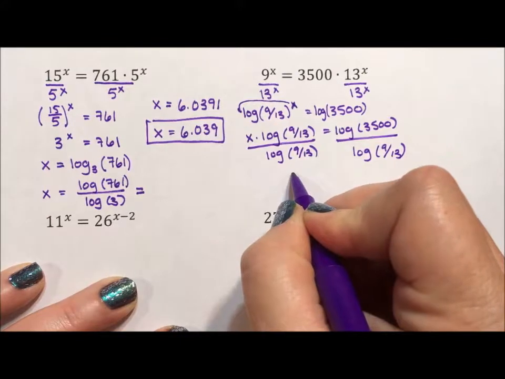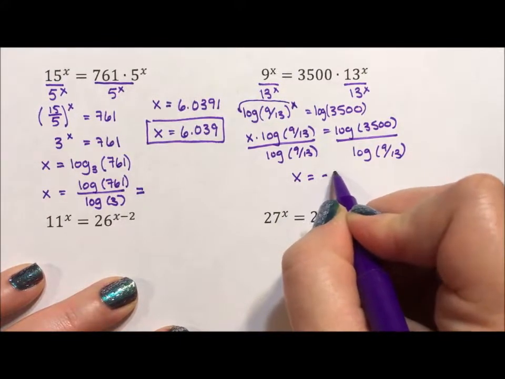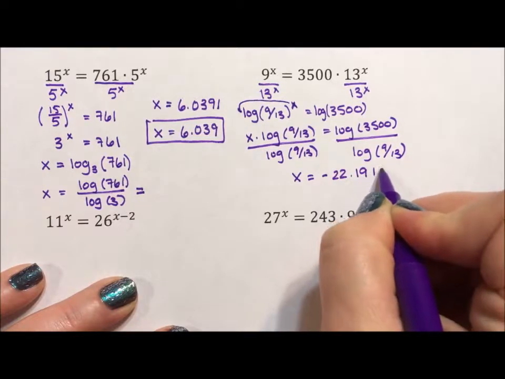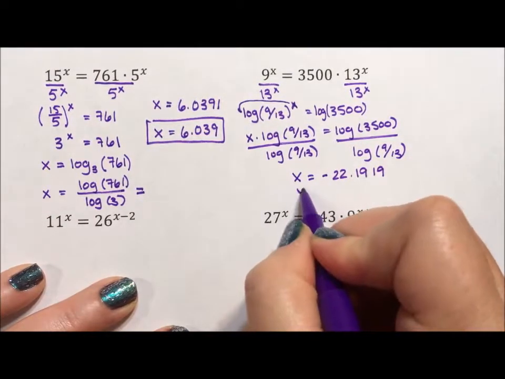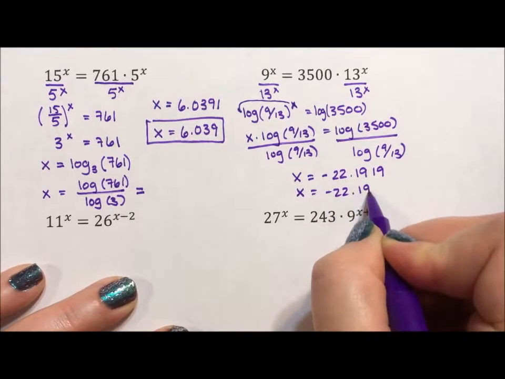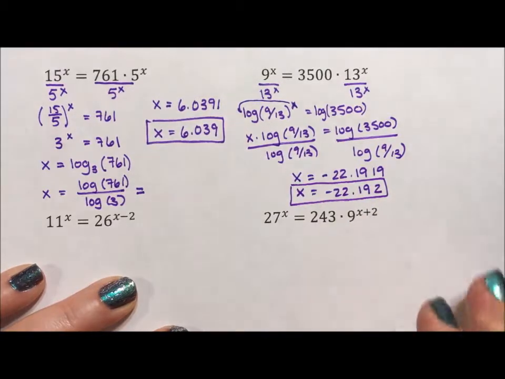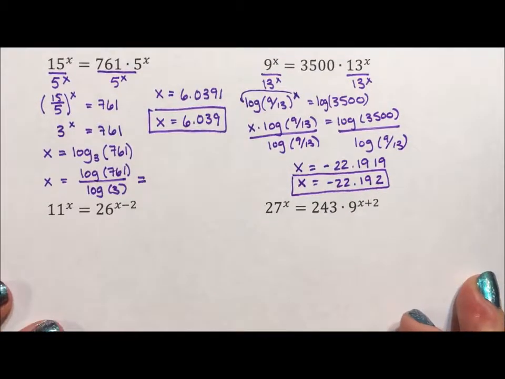For this one, I'm going to get that x is equal to negative 22.1919. Once again, we're rounding to 3 decimal places, so x is going to equal negative 22.192.